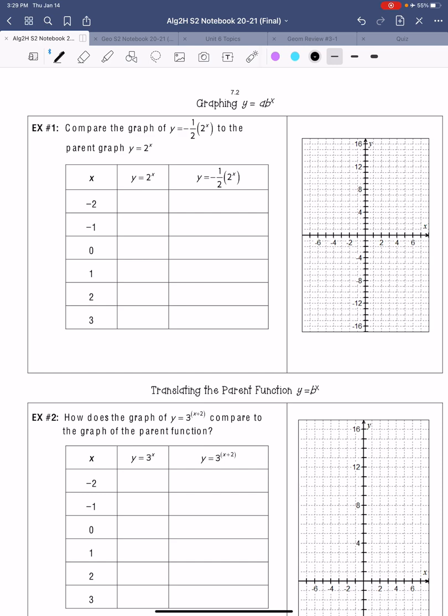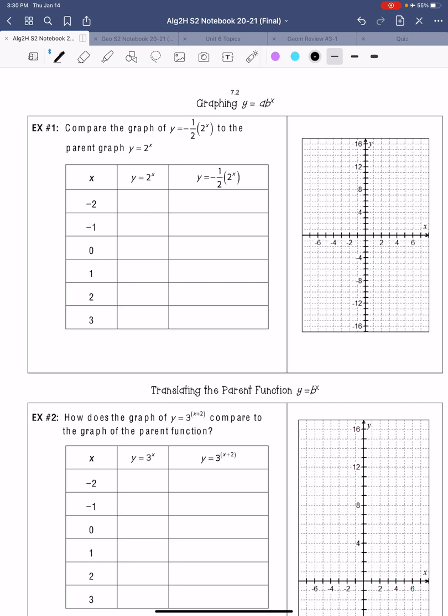So we're going to go ahead and compare the graph of y equals -1/2 times 2 to the x power to the parent graph y equals 2 to the x. So we're going to start by graphing our parent function. This is the one time that t-charts are actually really useful, and we're going to want to use those t-charts just because my base keeps changing. So we're just going to start plugging in for that parent function.